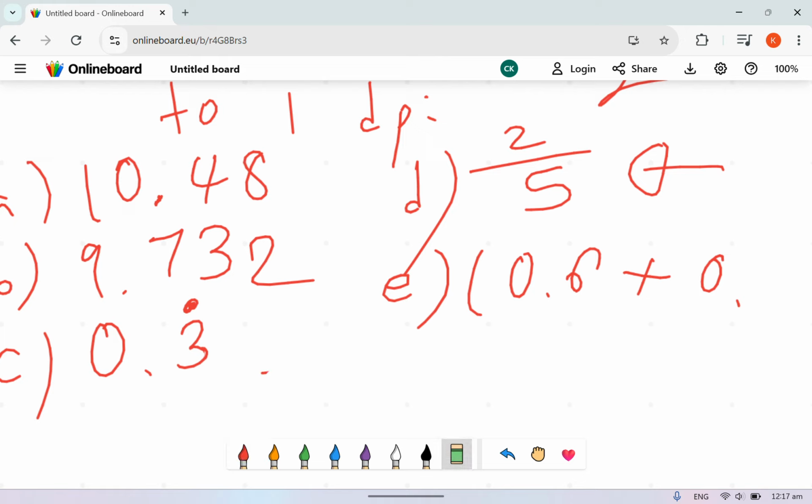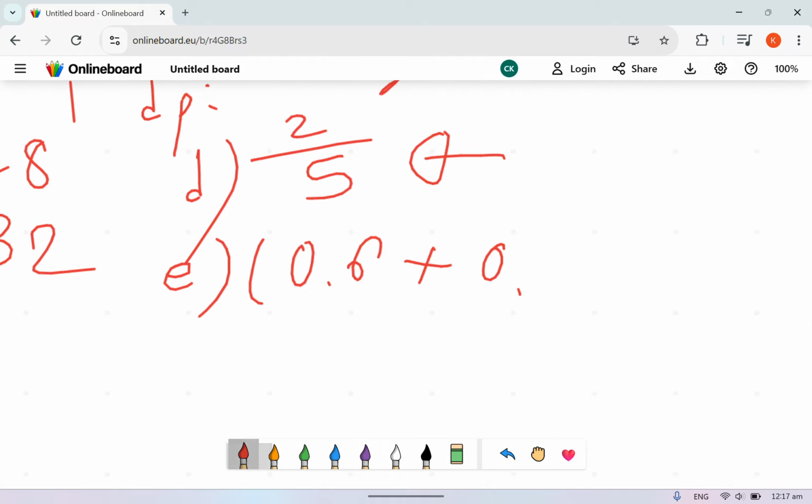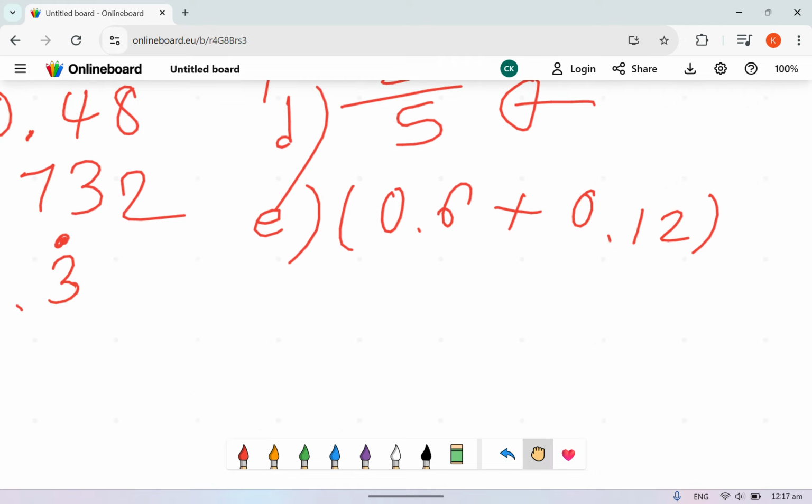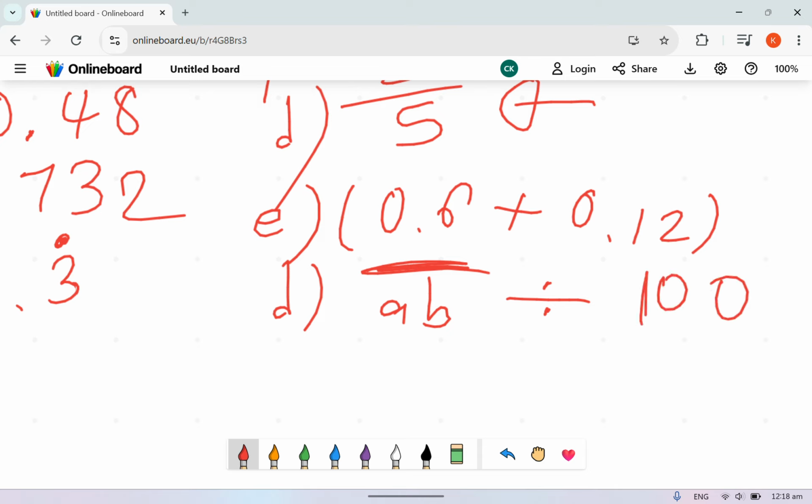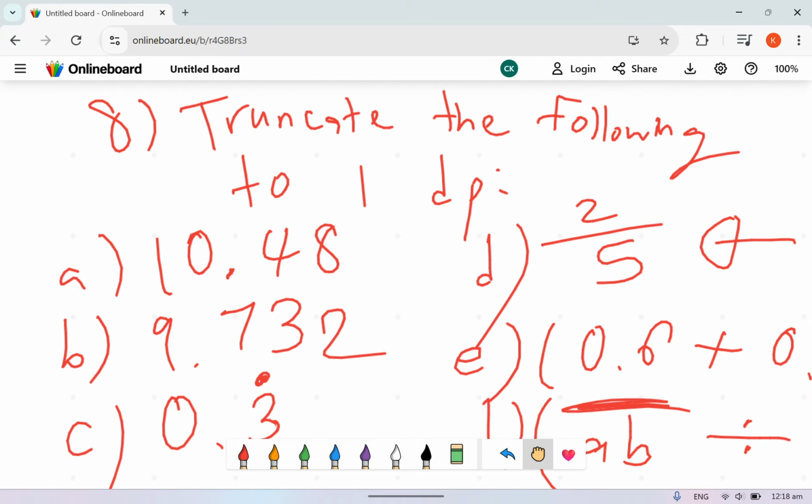Oh, sorry. I thought it was truncate this 0.6 plus 0.1. And lastly, truncate. Let me think. Wait, this is gonna be an interesting one. AB divided by 100. Okay, in a sort of algebraic way. Okay, do it. So let's have some fun.